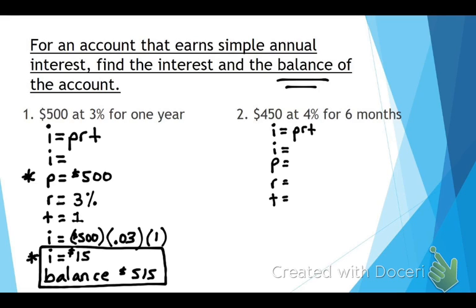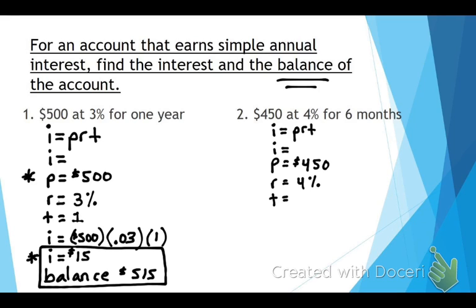Do I know what my interest is right now? No, I do not. Do I know what my principal is? What's the principal? Okay, $450. If you remember, your principal is always going to be the amount of money that you either deposited or that you borrowed. Okay? What's my rate? 4%. They got it at 4%. What's my time? 6 months.